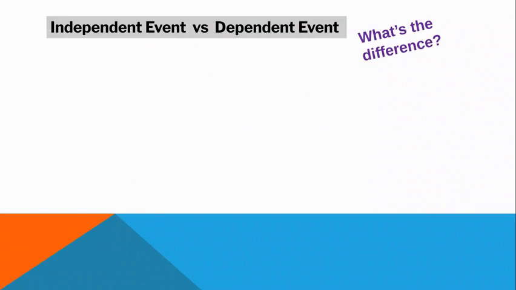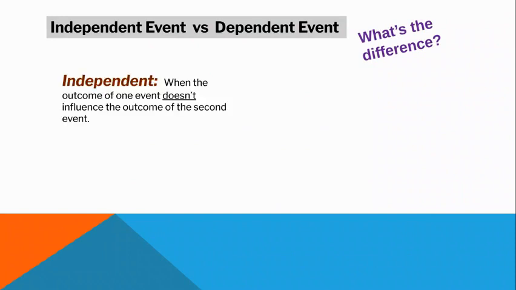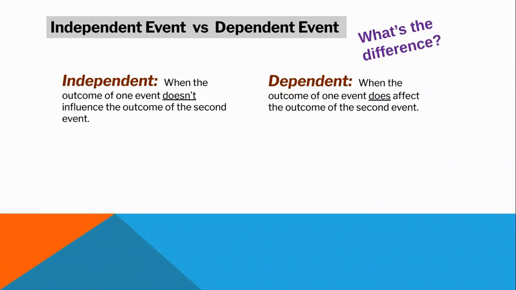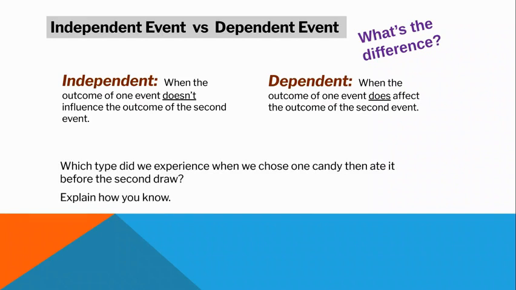What's the difference between an independent event and a dependent event? Independent is when the outcome of one event does not influence the outcome of the second one. Dependent is when the outcome of one event does affect the second one. What type did we experience when we chose one candy and ate it before the second draw? Okay, if I put the candy back, if I replaced it, that was independent because the second probability was identical to the first. If I eat the candy and I don't replace it, that's dependent because what I did the first time had a direct impact on what happened the second time.